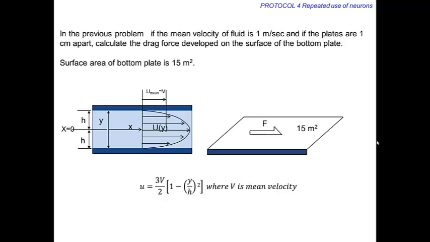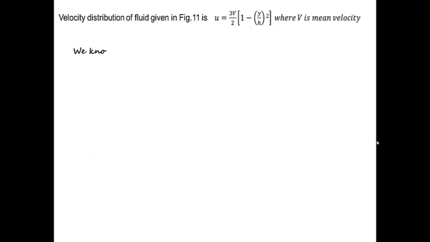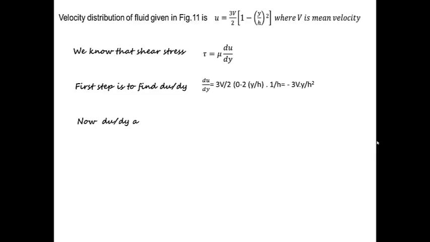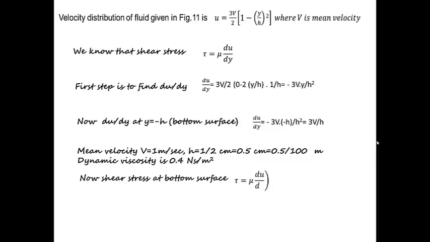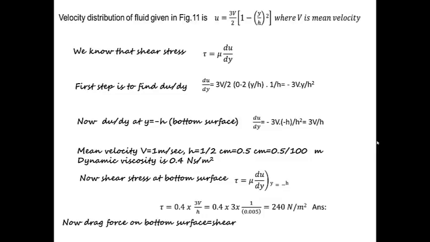Since the velocity distribution is given, we can calculate the derivative of this function at y equals minus h or at the bottom surface. Here, the mean velocity is 1 meter per second, and the value of h is 1 centimeter. To calculate drag, first calculate the derivative of velocity distribution at y equals minus h. Using this, you can calculate the shear stress at the surface. Finally, multiplying shear stress with area of the surface, you get the drag force generated by the fluid on the surface. Here is another problem.